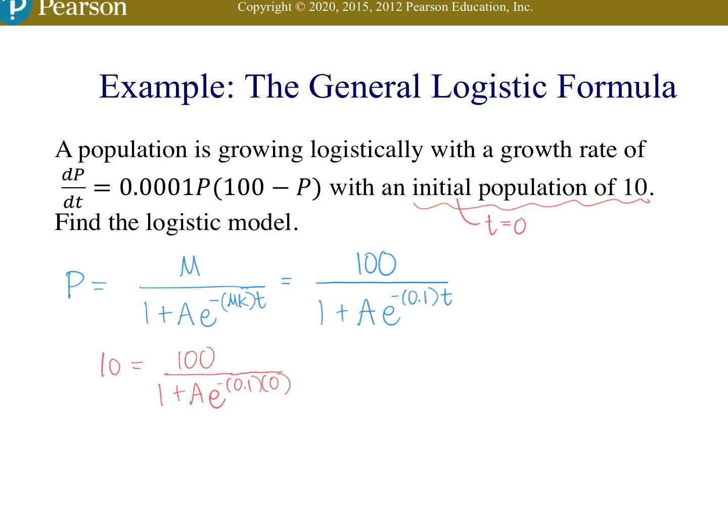Let's see if I can fix that. 0.01. Thankfully, times 0 doesn't really matter, does it? Okay, so then that's going to give me 10 equals 100 over 1 plus A, because e to the 0 is 1.